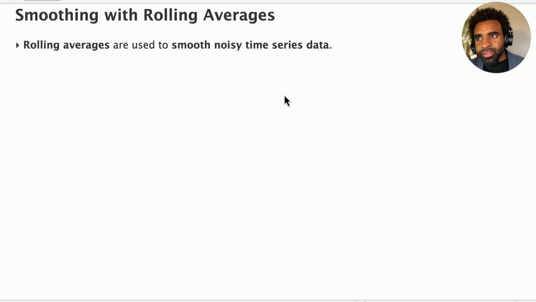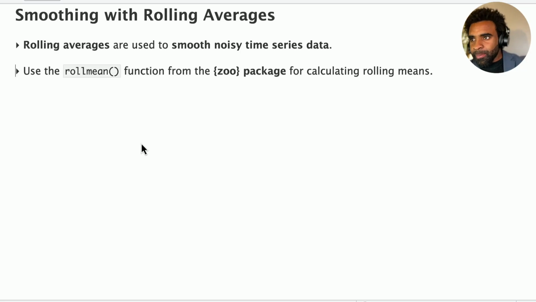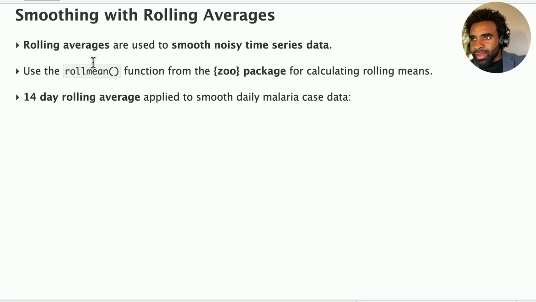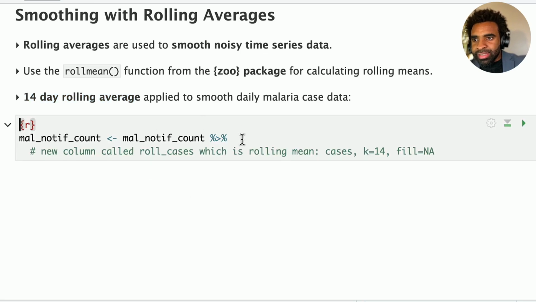Let's look at another way of smoothing, and that's with rolling averages. So rolling averages can be used to smooth noisy time series data. And the way we do this in R is using the rollmean function from the zoo package, which is generally used for calculating different sorts of rolling functions. So the zoo package provides us this rollmean function, and we're going to use it to calculate the 14-day rolling average for our daily malaria case data. So let's see how to do this.